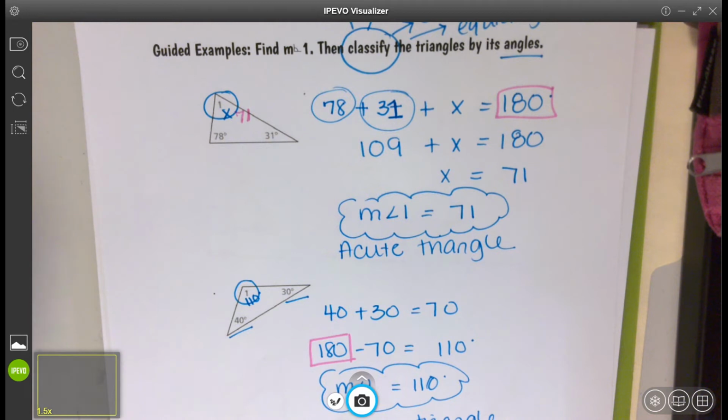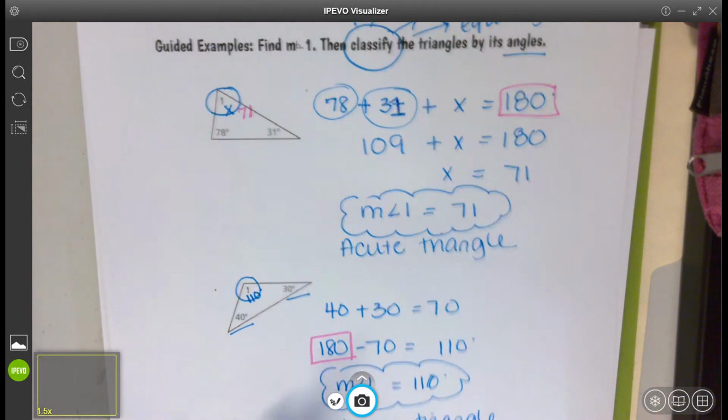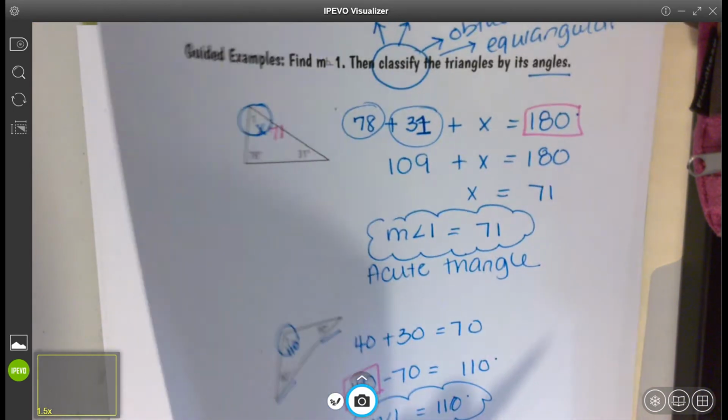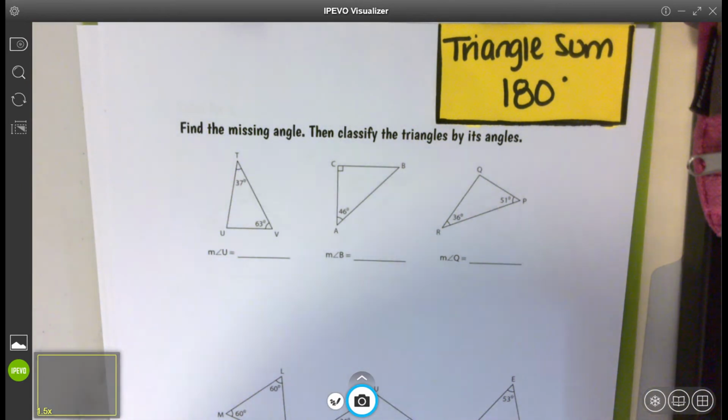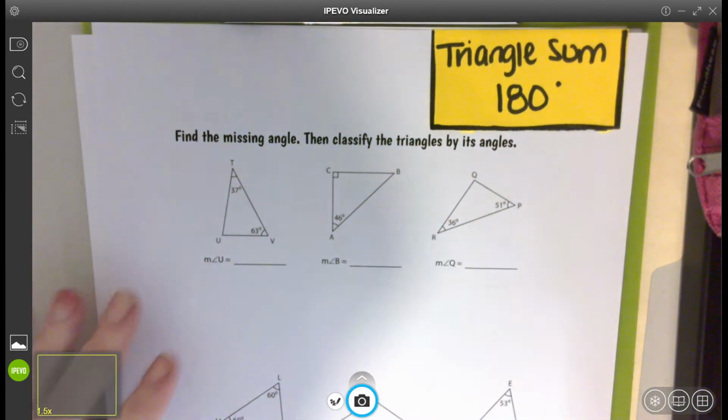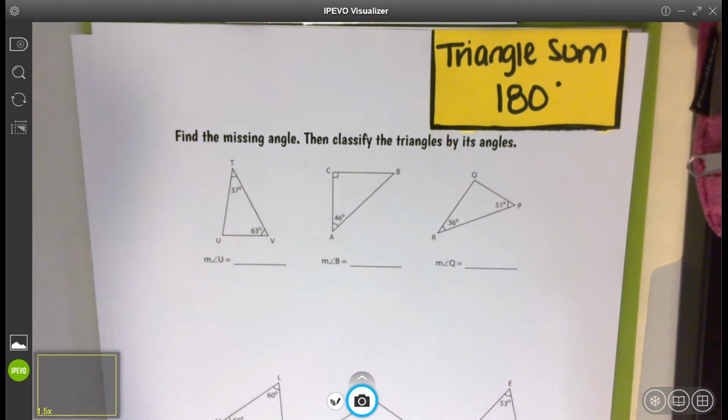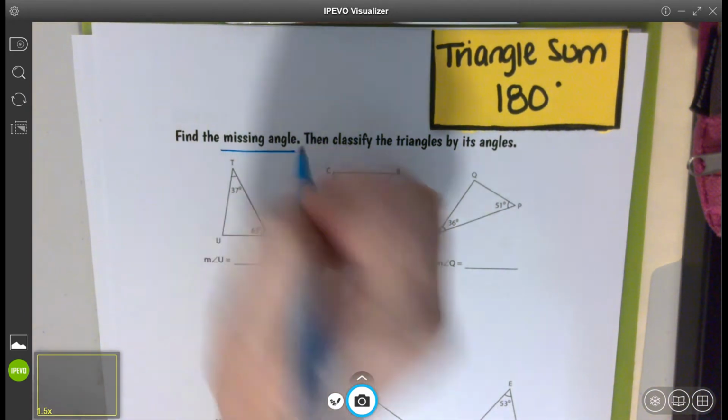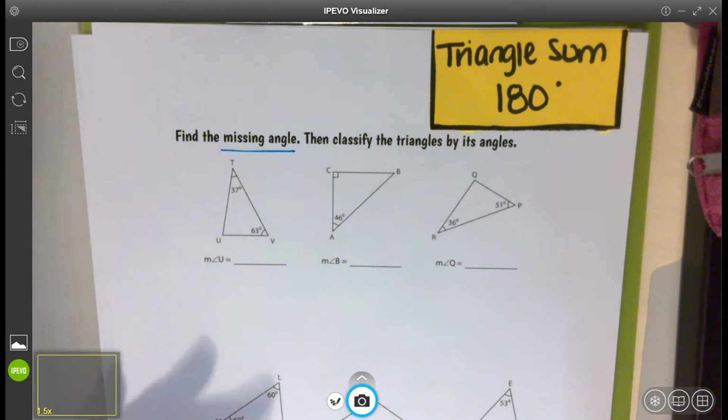All right, so now we're going to move forward and talk more about another angle. We're going to talk about the angles just like we did before, finding that missing angle. This time they're just not going to call it angle 1. They're just going to say find the missing angle, and that could be any angle on the diagram. So I'm going to work through the first 3, and then you will complete the second 3.